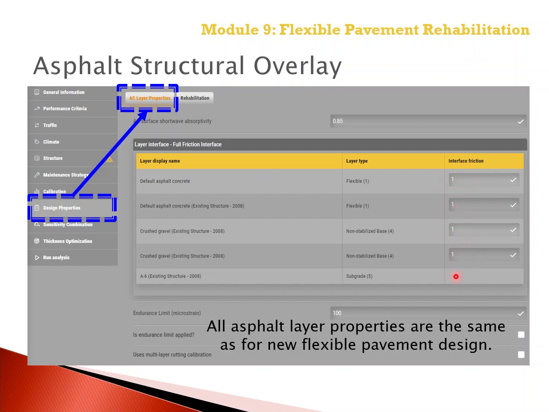1 means full friction, 0 means no friction or full slip conditions. The MEPDG Manual of Practice recommends that full interface friction be used unless there is a reason, like for flexible pavement rehabilitation, such as debonding in the existing asphalt layers themselves, and other material defects between the layers.